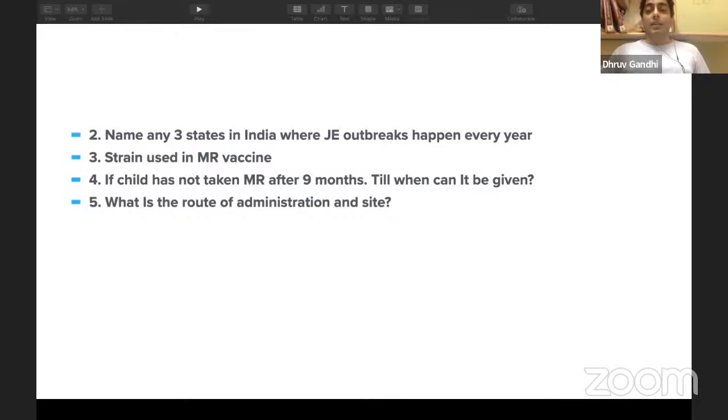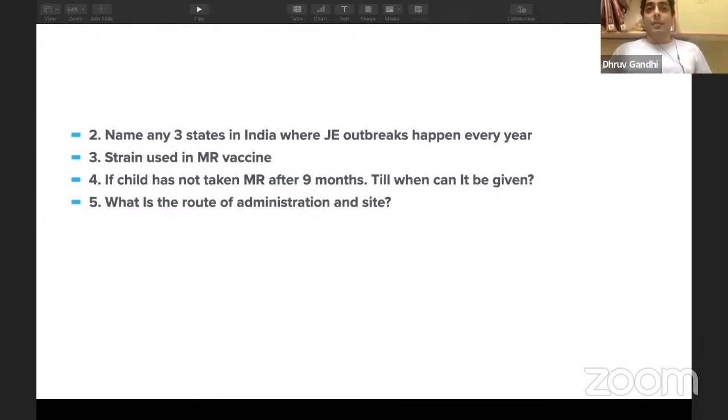You can give the second dose of MR at 18 to 24 months. Up to what age can you give MR? Up to 5 years. Right. And what is the route of administration and site of JE? Of JE, so it's given subcutaneously.